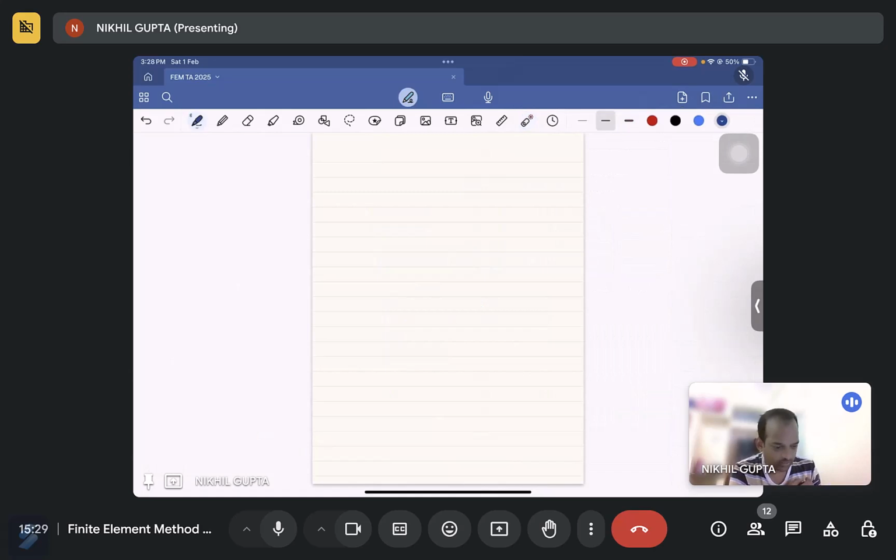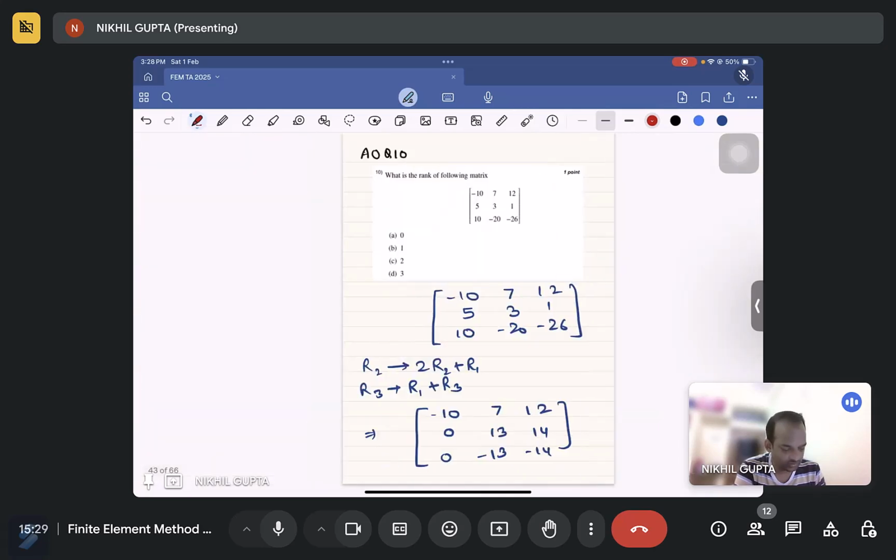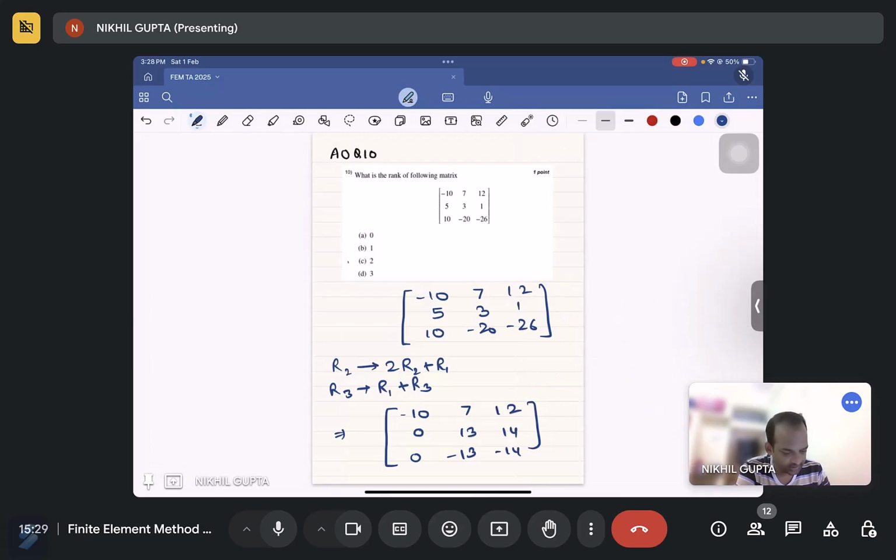So we write the transformation as R3 changing to R3 plus R2, and you will get the matrix as minus 10, 7, 12, 0, 13, 14, 0, 0, 0. Now we can observe that this is the perfect echelon form of the matrix, where two rows are non-zero, one this, one this. So directly we can say rank is equal to 2. So option number C is right.